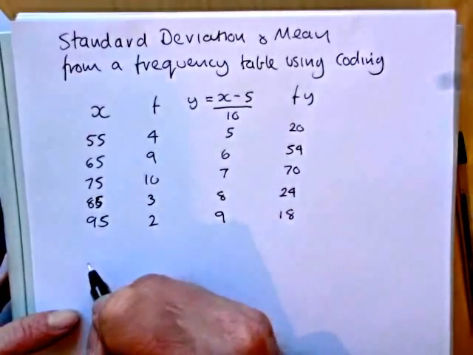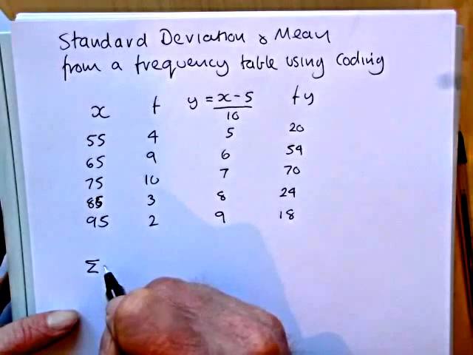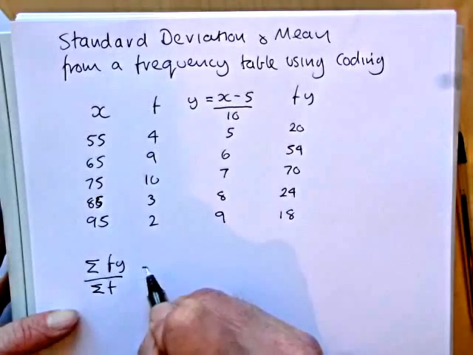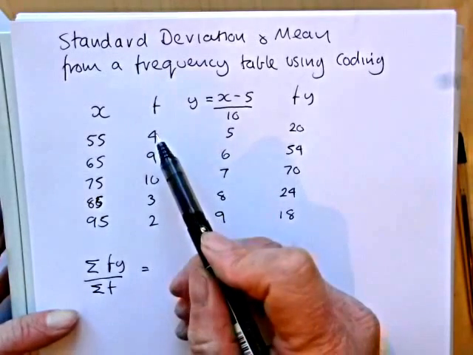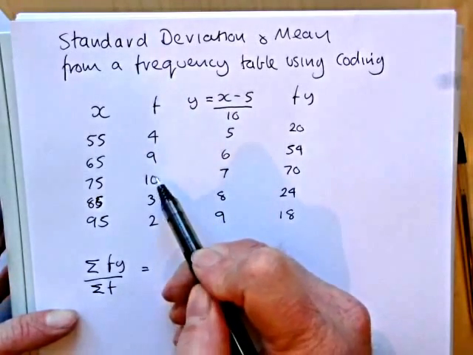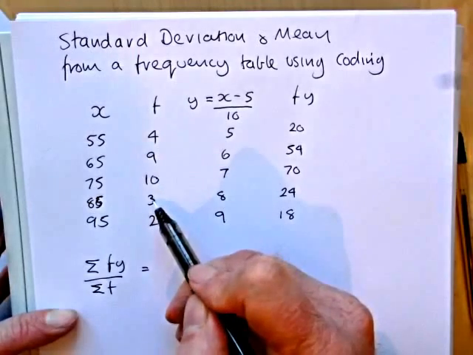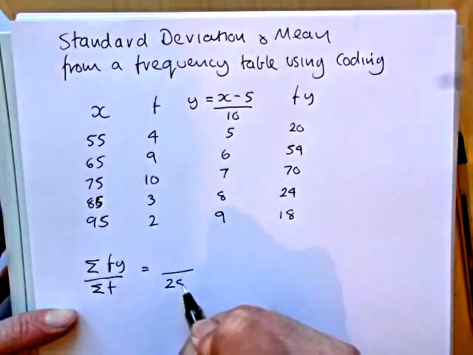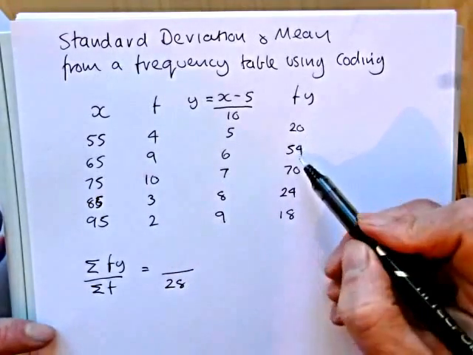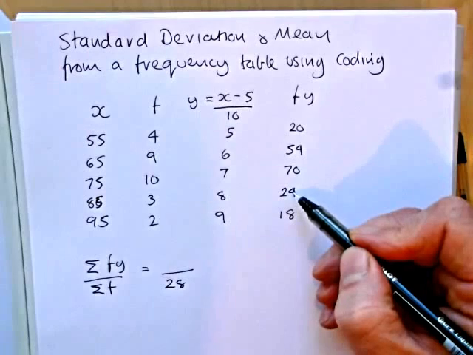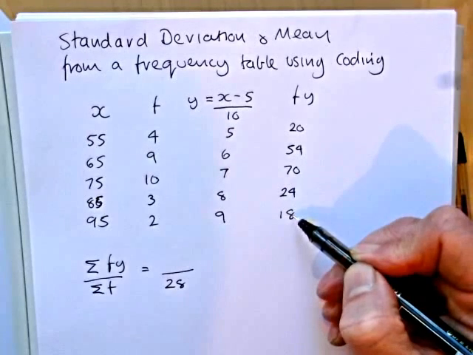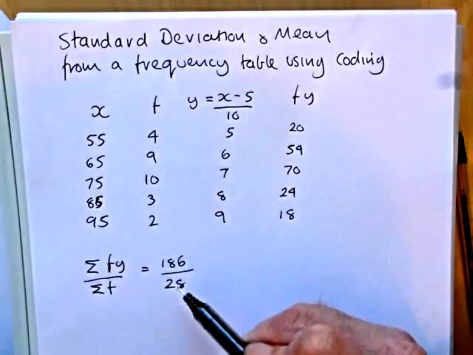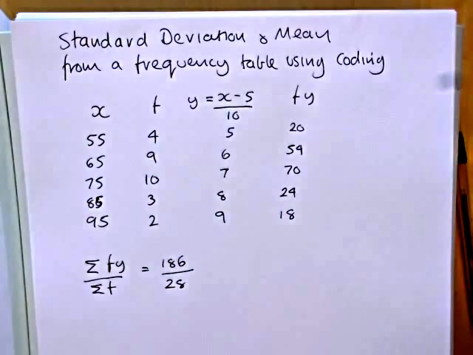Now I can straight away find the mean of y. So the mean of y will be the sum of Fy divided by the sum of the frequencies. So frequencies were 4, 9, 13 and 10 is 23, 26, 28. So I'll be dividing by 28. My sum of Fy, 74 and 70, 144, 168, 176, 186. So I have my mean as 186 over 28. I'll quickly calculate that.